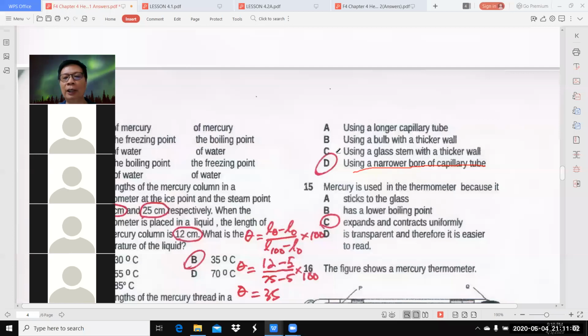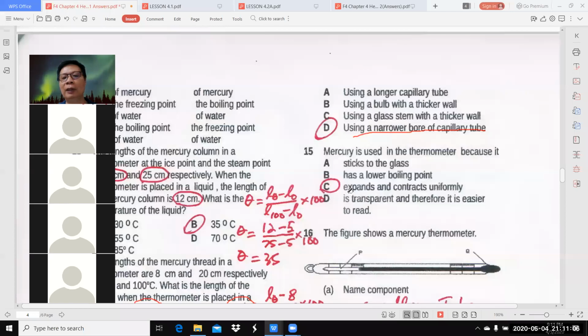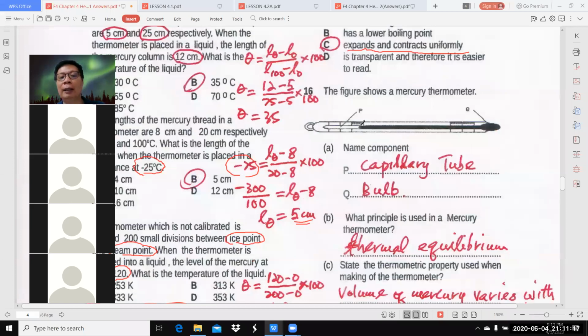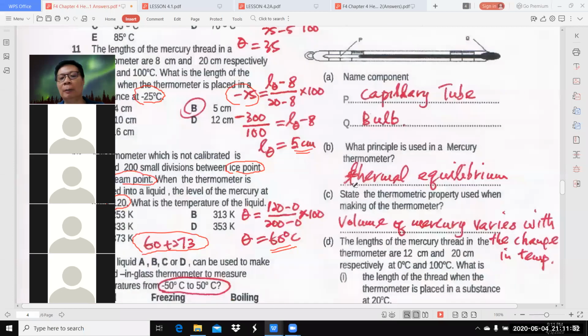Number 15. Mercury is used because the best answer is that mercury expands and contracts uniformly with the temperature change. Number 16, structure question, just label. P is the capillary tube. Q is the bulb. What principle is used? The principle of thermal equilibrium. Remember, principle of thermal equilibrium. State the thermometric property. The answer is the volume of mercury varies with the change in temperature. That means the volume of mercury will change when the temperature changes. That is the thermometric property of this thermometer.